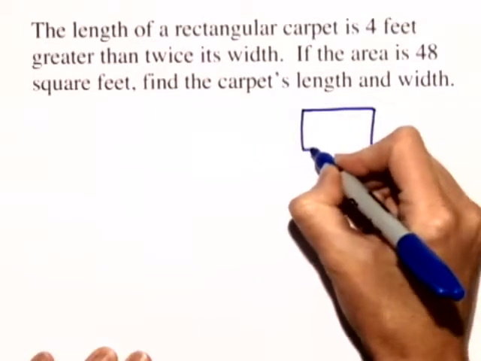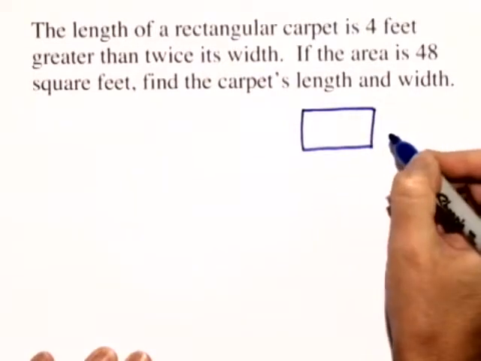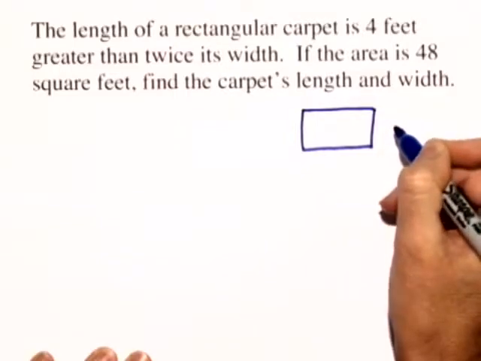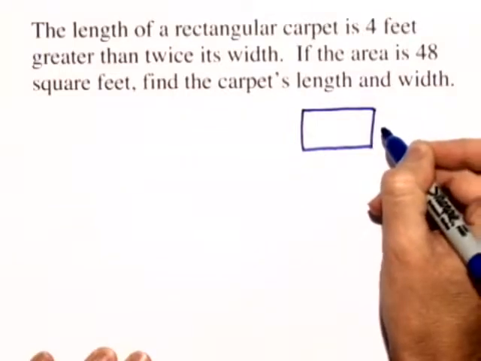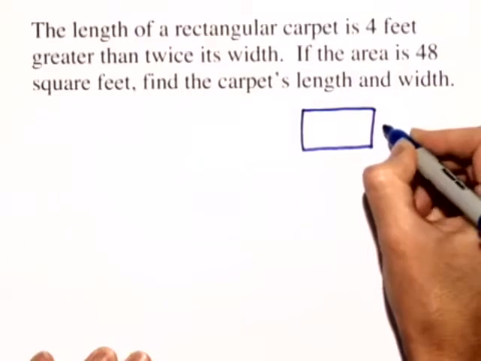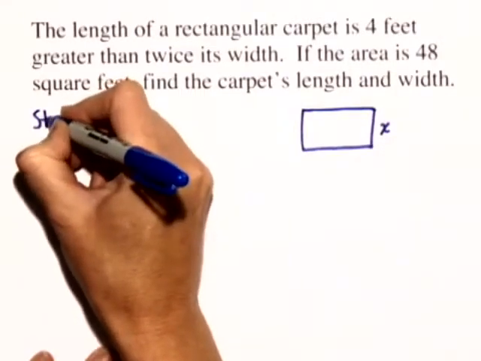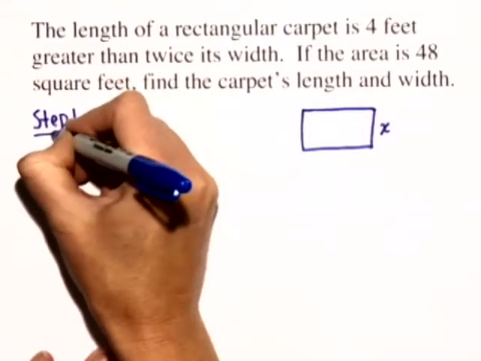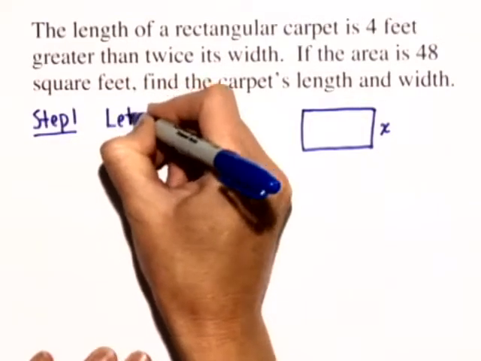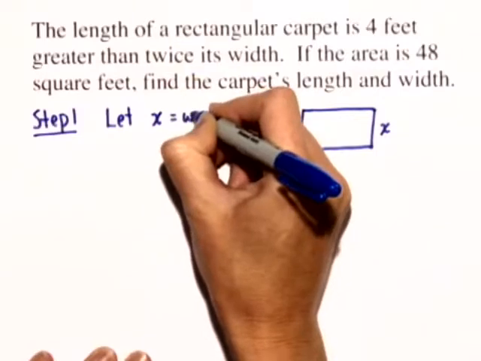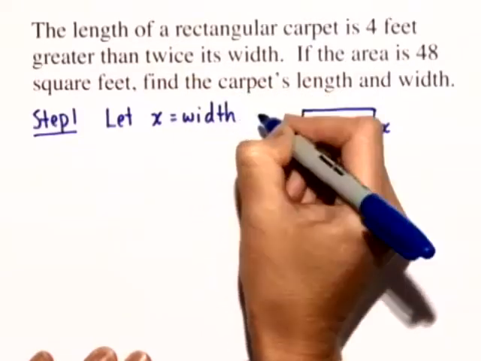So let's start with a picture. We don't know anything about the width, but we do know something about the length. So let's call the width x. So in step 1, we'll let x equal the width of this rectangle.